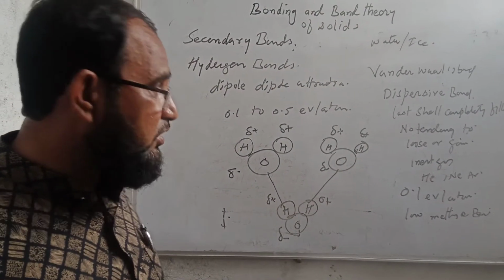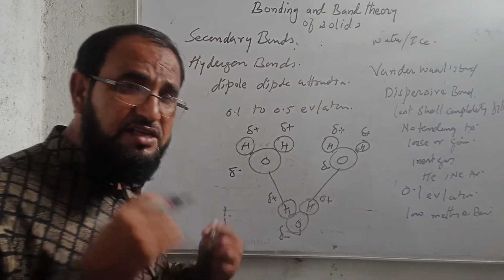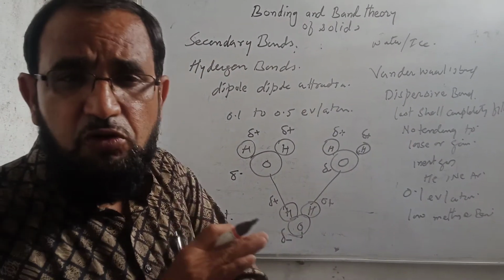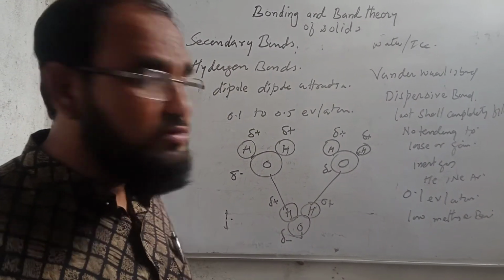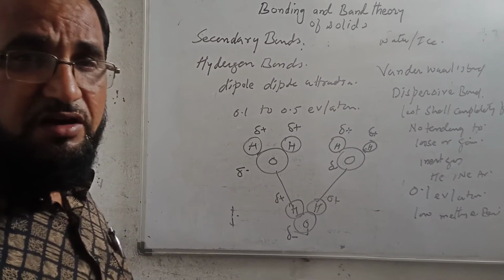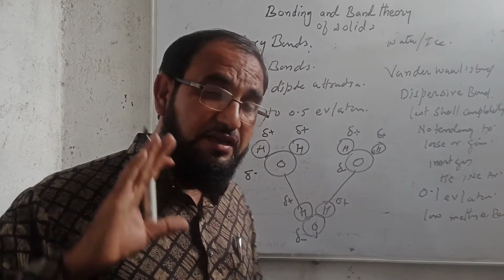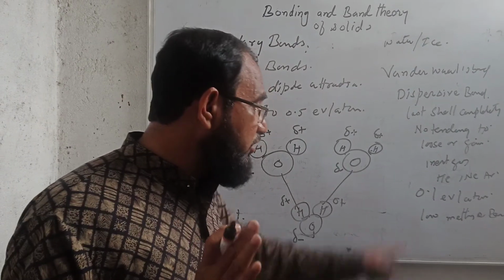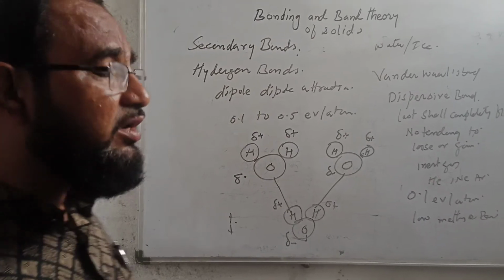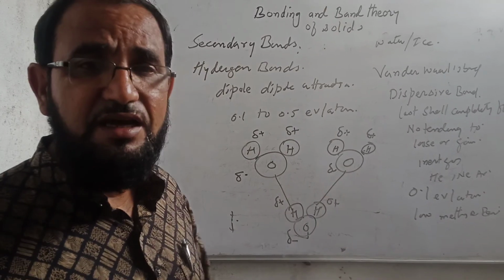If we study the van der Waals bonds, it is also known as the dispersive bonding, and the last shell in the van der Waals bond is completely filled, and there is no tendency to gain or lose the electron, as in the case of the inert gases helium, neon, argon. All these are gases, the outermost orbit is completely filled, and their cohesive energy is around 0.1 electron volt per atom, and therefore they have very low melting point and boiling point. So this is all about the primary and the secondary bond.